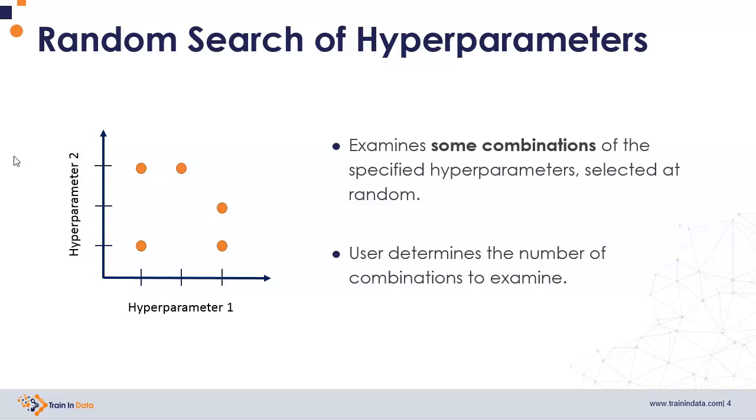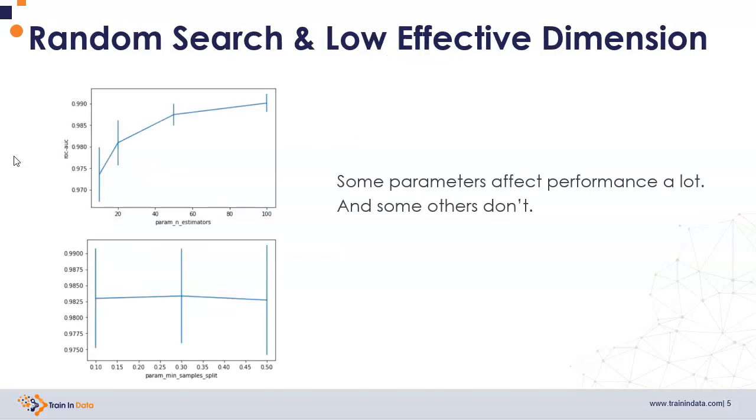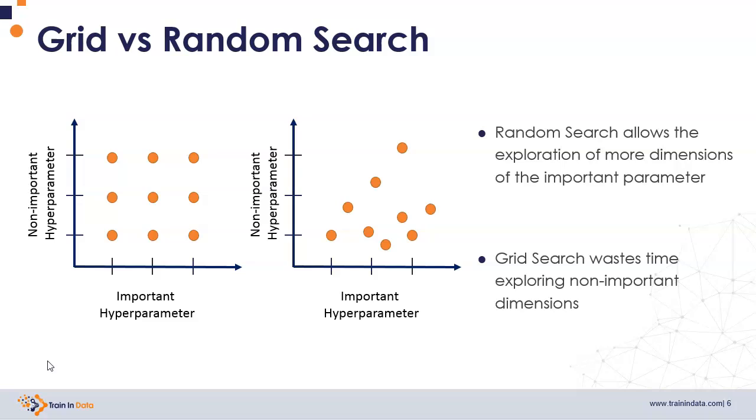Now, why is random search so effective? If you remember from previous videos, we have something called the low effective dimension. And this means that some parameters affect the model performance a lot and others not so much. So for example, in the case of gradient boosted machines, the number of trees affect the performance quite dramatically, but the minimum samples per split not so much. This offers a random search an advantage over grid search.